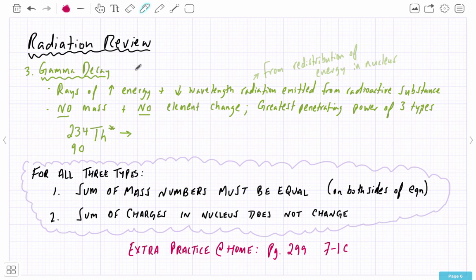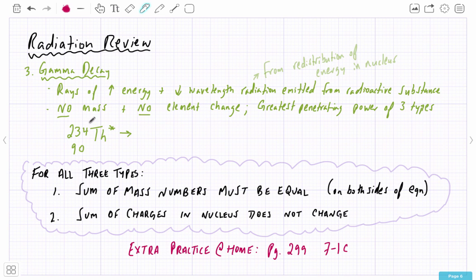The third kind of radiation that we talked about was gamma decay. And this is where rays of high energy and really short wavelength radiation are emitted from a radioactive substance. This occurs from the redistribution of energy in a nucleus. It's really important to remember that there is no mass change whatsoever and no element change whatsoever. Furthermore, gamma decay has the greatest penetrating power of the three types, in that it can penetrate all sorts of metals, basically only stopped by a big powerful lead block.